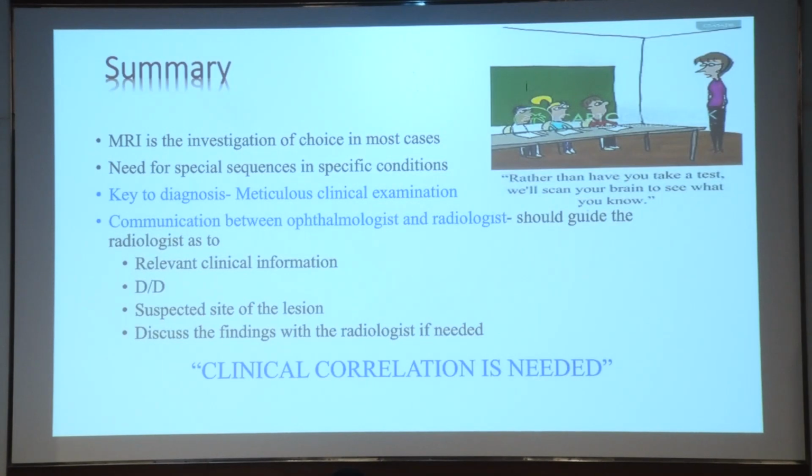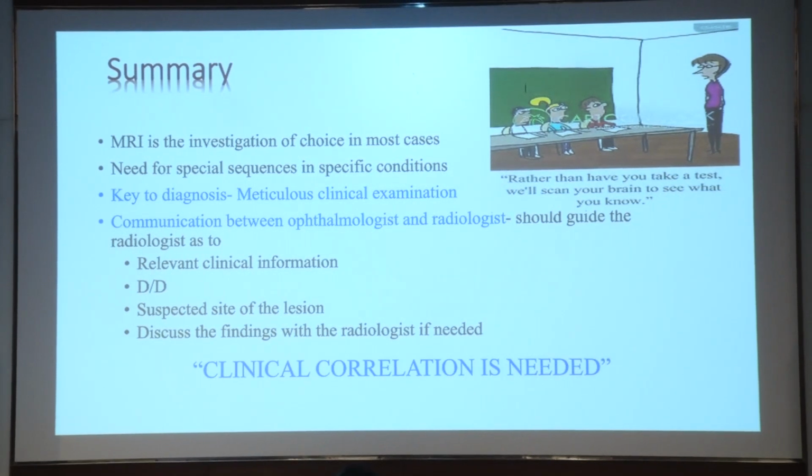So just to summarize, remember that the key to diagnosis still is your clinical examination and communication with the radiologist. Do communicate to the radiologist what you are suspecting, what the DDs are, what the suspected site of the lesion is, and if needed, even if the MRI comes back to you as normal, if you're still suspecting something, go back and discuss with the radiologist because sometimes some subtle abnormalities can come up.